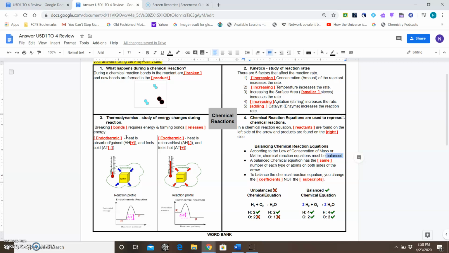And we can symbolize that through this delta H. Delta H stands for change in enthalpy. So since heat or enthalpy is gained, that means the symbol for delta H will be positive because you're gaining it.